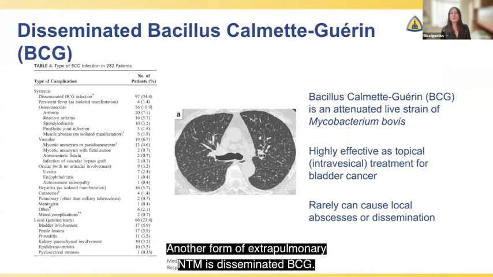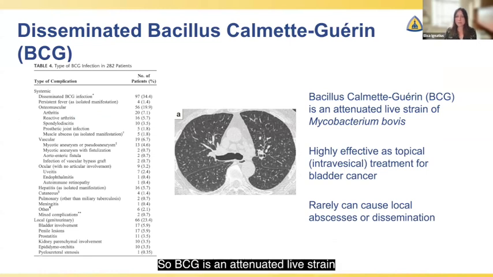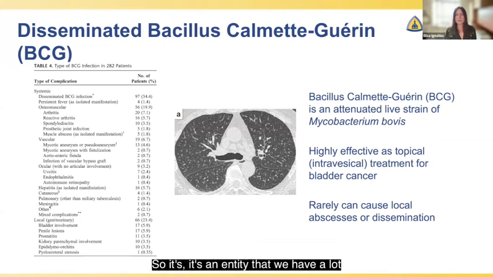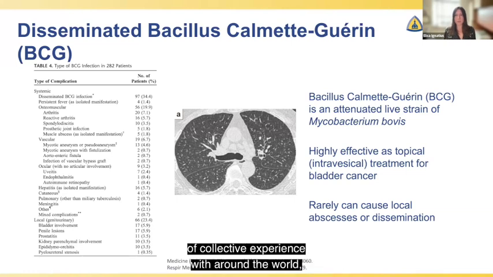Another form of extrapulmonary NTM is disseminated BCG. So BCG is an attenuated live strain of Mycobacterium bovis, which is what could cause tuberculosis in cows, as you might glean from the name. And BCG has been given for decades to children to prevent tuberculosis. It's particularly good at preventing the most devastating manifestation of TB in children, which is tuberculosis meningitis. So it's an entity that we have a lot of collective experience with around the world.